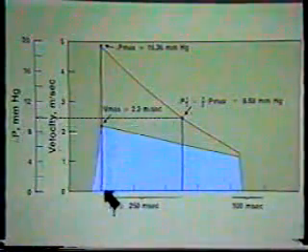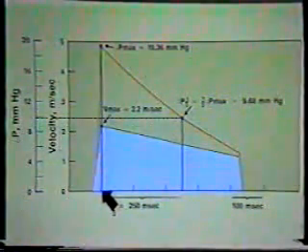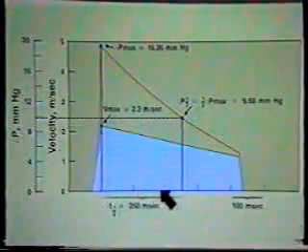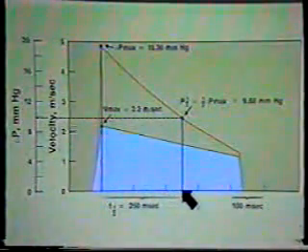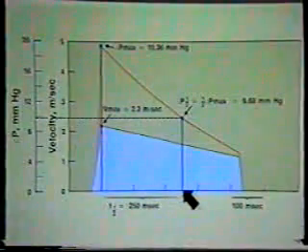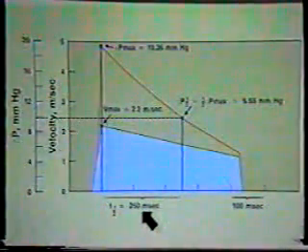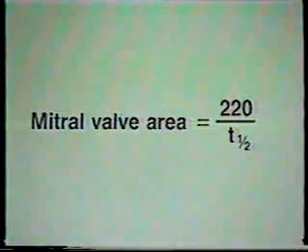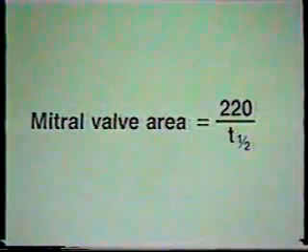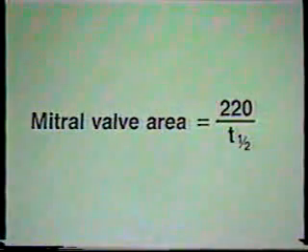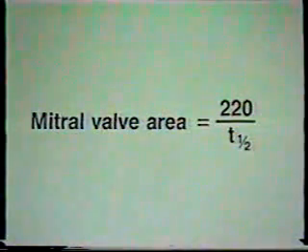The time from the maximum gradient point to the point where the gradient has decreased by 1/2 is the pressure half-time. In this case, 250 milliseconds. The pressure half-time is important because in most clinical situations, the mitral valve area is equal to a constant, 220, divided by the half-time.